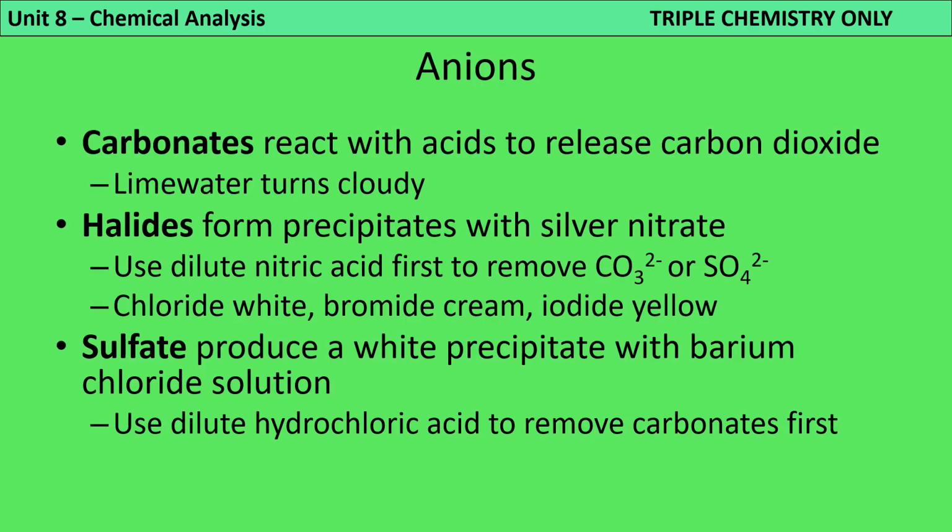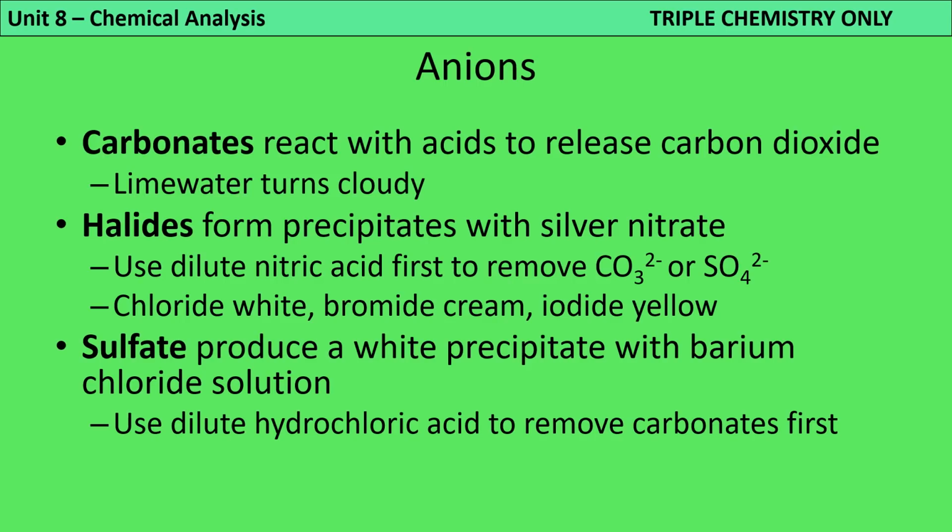You need to be able to describe the tests for three different anions. Carbonates react with acids to release bubbles of carbon dioxide gas. You can then pass this gas through some lime water, and if it turns cloudy, you know that it's carbon dioxide and that you had a carbonate. Halides form precipitates with silver nitrate. Remember, halides come from group 7, so we're talking chlorides, bromides, iodides.